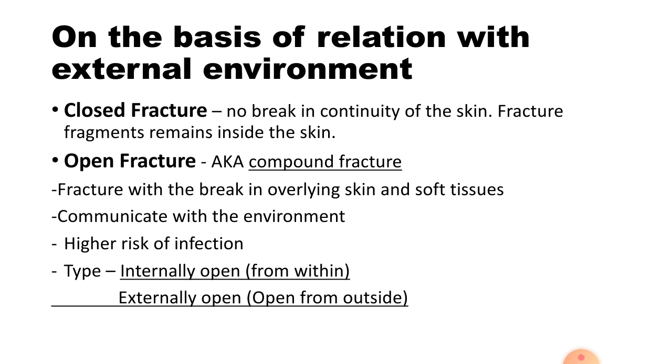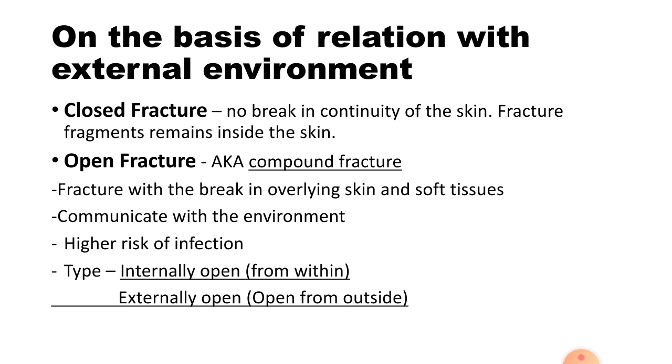Second is open fracture, which is also known as compound fracture. So in this fracture, there is a break in the overlying skin and soft tissue, right? So there will be an extensive soft tissue injury along with the fracture, and it will communicate with the environment. So the bone fragments will directly communicate with the environment, and it has a higher risk of infection due to the exposure to the environment, which is further divided into internally open fracture.